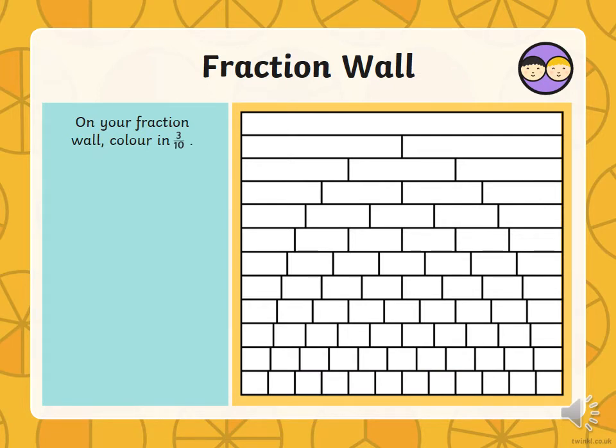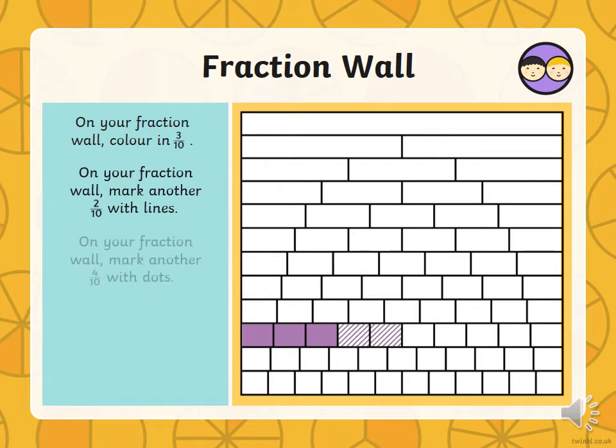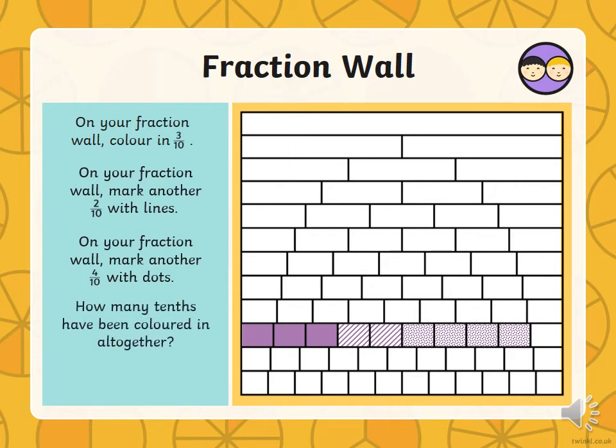On your fraction wall, color in 3/10. On your fraction wall, mark another 2/10 with lines. 2/10 with lines. On your fraction wall, mark another one with 4/10 dots. How many tenths have you colored in all together? So that's 3 over 10 plus 2 over 10 plus 4 over 10 equals 9 out of 10.